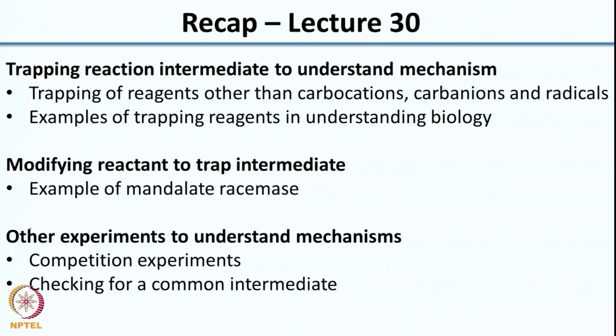We had seen again an example of biology where, to understand the mechanism of mandelate racemase, a model substrate was chosen so that you could trap the intermediate. And towards the end we had looked at other experiments to understand mechanism. We had seen what are called competition experiments, where you add two traps so that once you form the intermediate it can be trapped by two reagents, and depending on the ratio of products you get an idea about the nature of the intermediate.